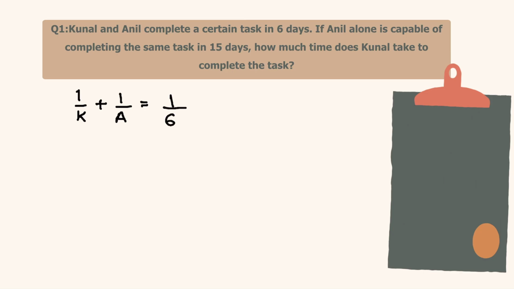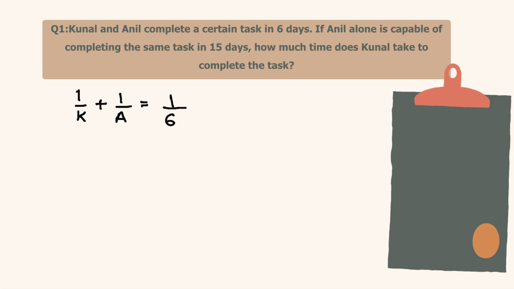So this is the first reciprocal we have taken. To solve questions in this chapter, we take 2 reciprocals. This is the first one. If Kunal and Anil take 6 days, we can write work done by Kunal in a day plus work done by Anil in a day will be equal to, they take 6 days together. That means in 1 day they will do 1 by 6 of the work. I hope you understand it.